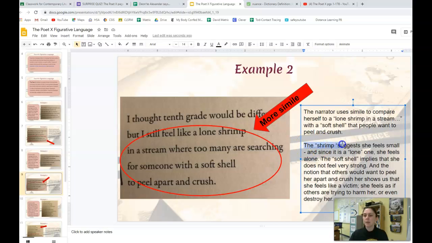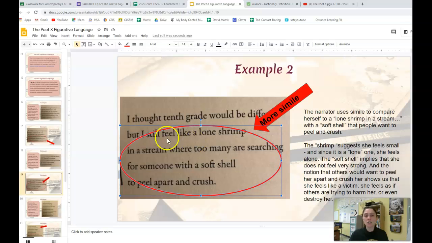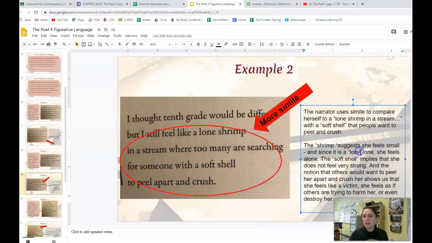So the shrimp suggests she feels small, and since it is a lone one, she feels alone. The soft shell implies that she does not feel very strong. And the notion that others would want to peel her apart and crush her shows us that she feels like a victim. She feels like others are trying to harm her or even destroy her. Okay? So it's just this one sentence, yet it implies so much.